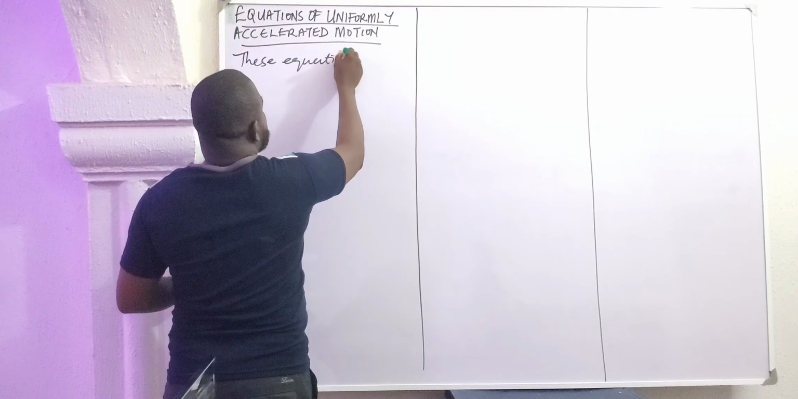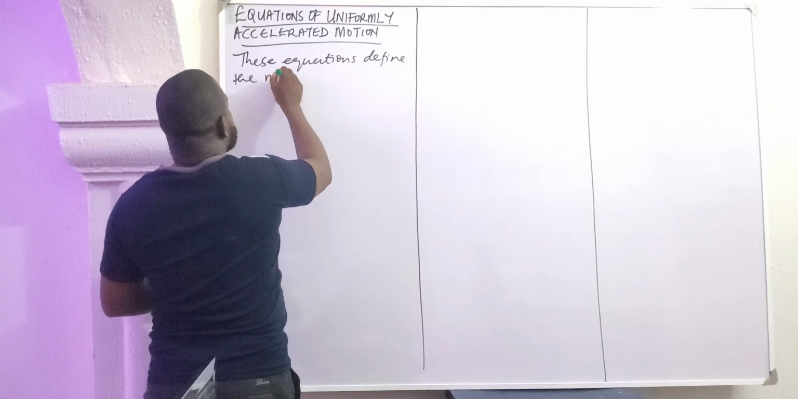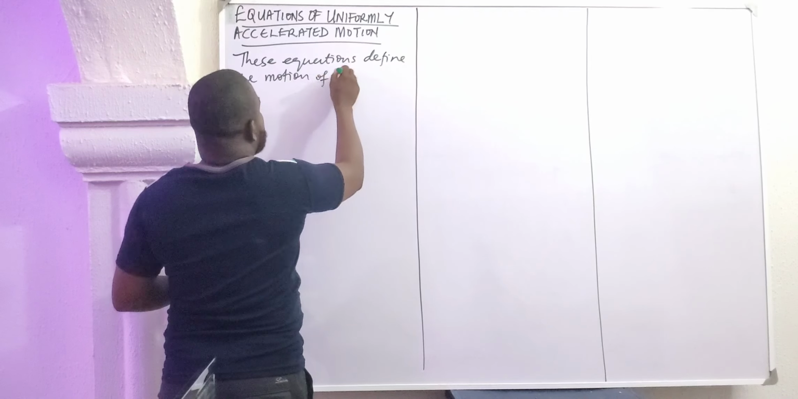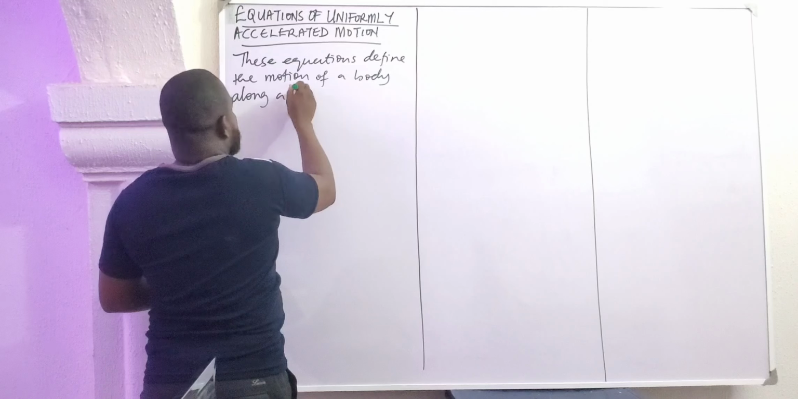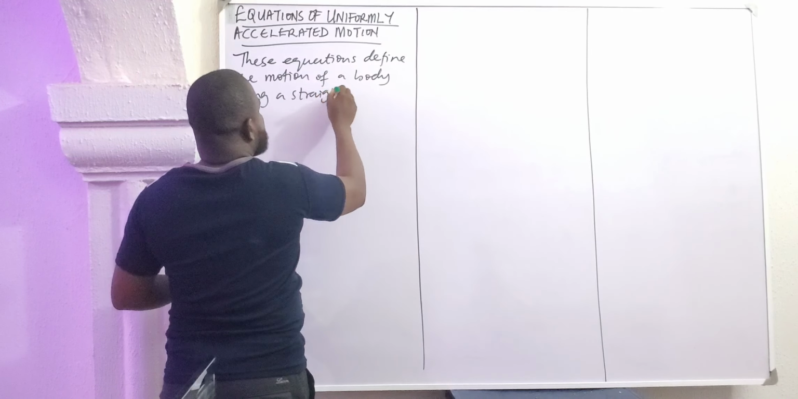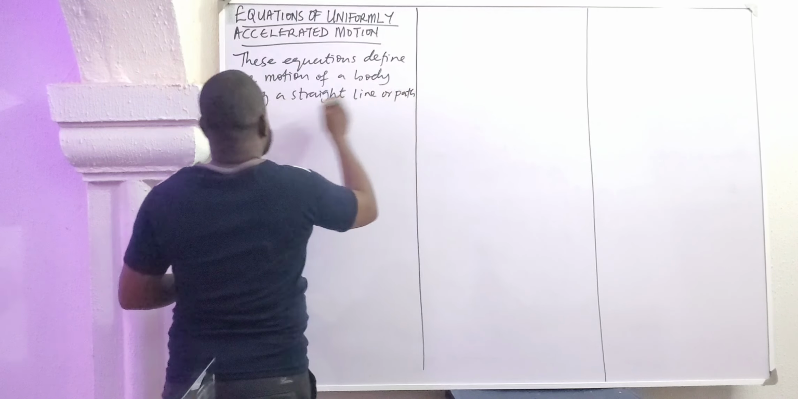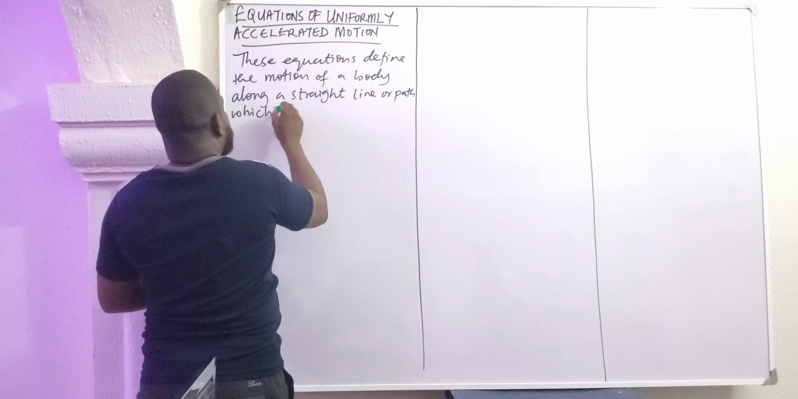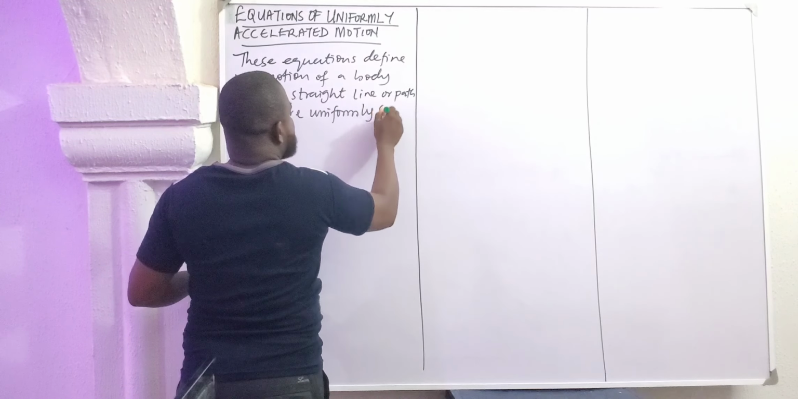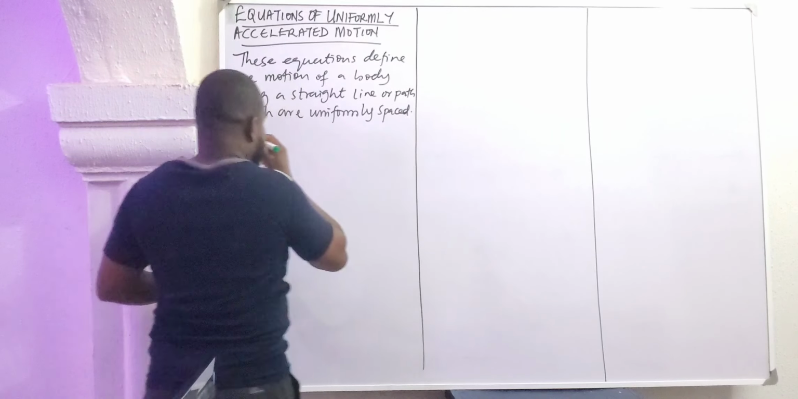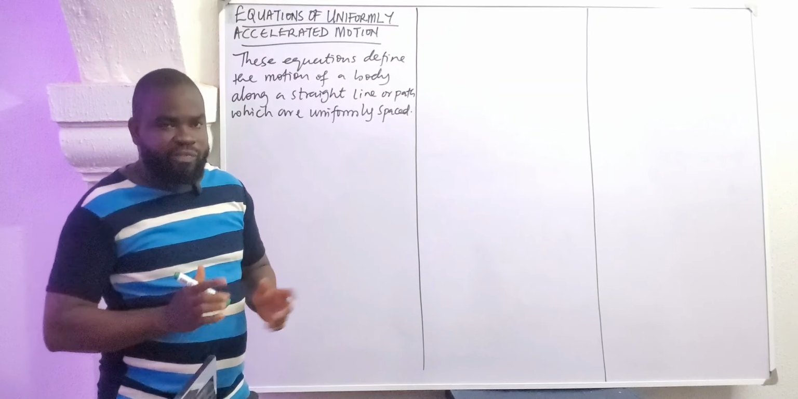We say these equations define the motion of a body along a straight line or path, which are uniformly spaced. We will have to look at some parameters we will use to define these equations, about 5 of them.